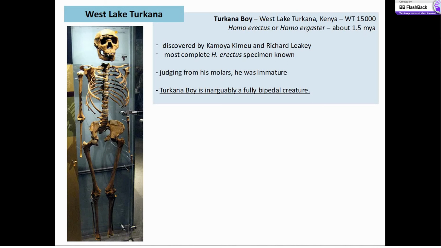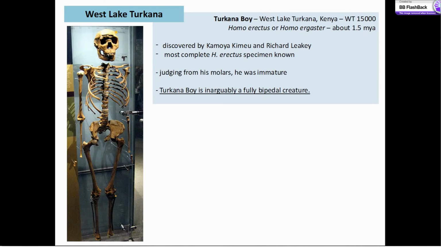So you could just go in and check that out if you ever happen to be in the neighborhood. He's pretty cool. He was found by Kamoya Kimeu and Richard Leakey. This is the most complete Homo erectus ever known. Judging from his molars, he was immature. He was not totally grown up. And just in case we're still wondering, this guy dated to 1.5 million years ago, was definitely bipedal. There's no other interpretation possible of this body. He has distinctly human ilia, distinctly human angle of his femur, and distinctly human tibia.